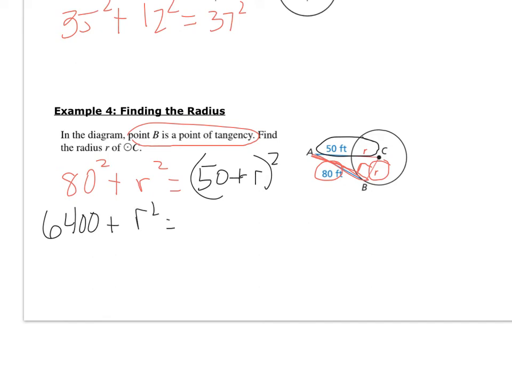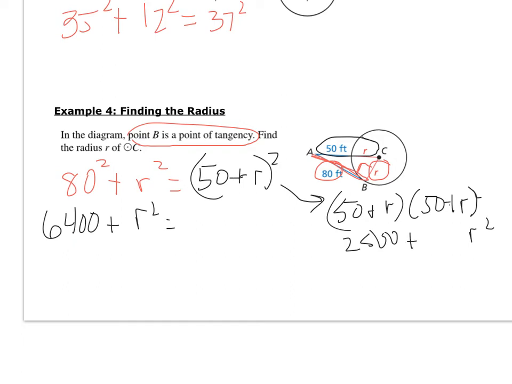That's still R squared. Remember, this 50 plus R would mean I've got 50 plus R times 50 plus R. Well, 50 times 50 is 2,500. Then R times R would be R squared. And then in the middle, I would have R times 50, which is 50R, and then another 50R. So 50 and 50 is 100R.